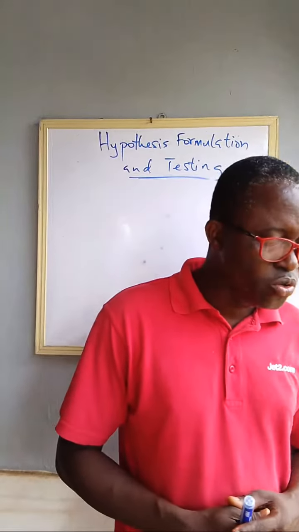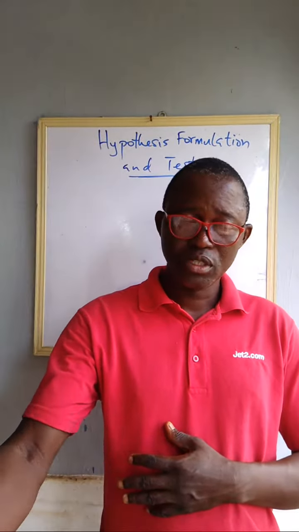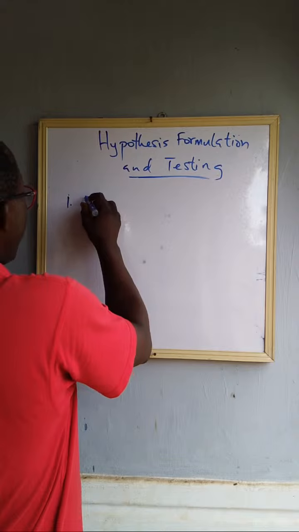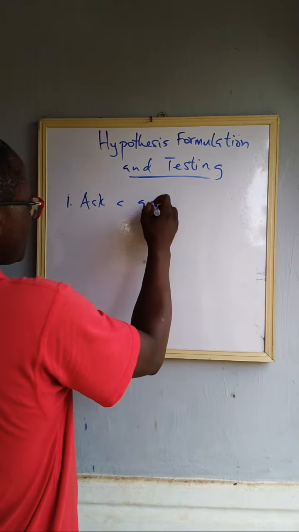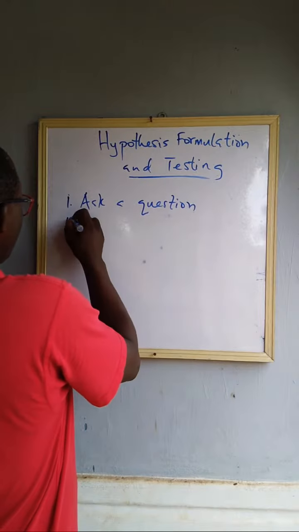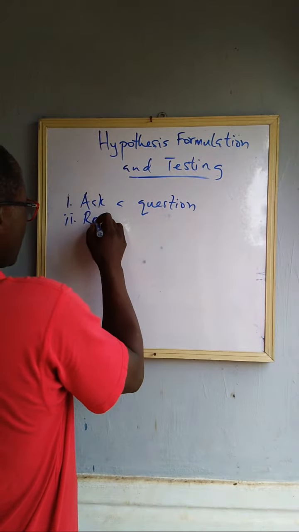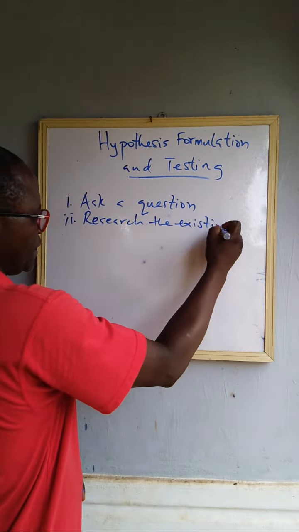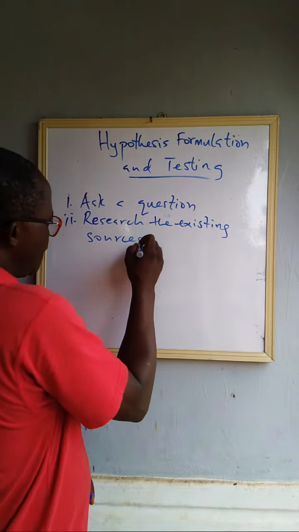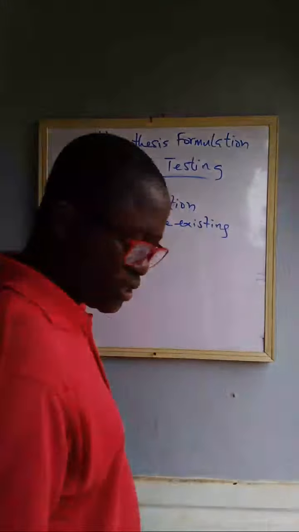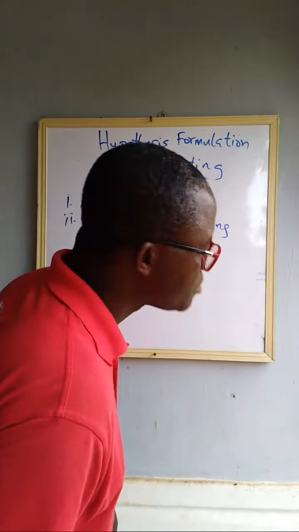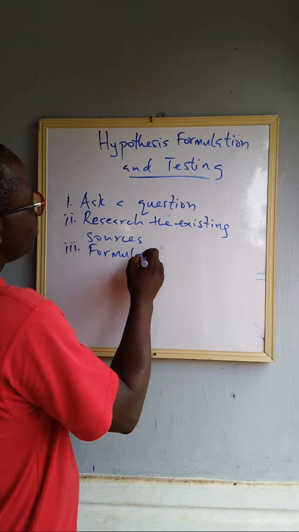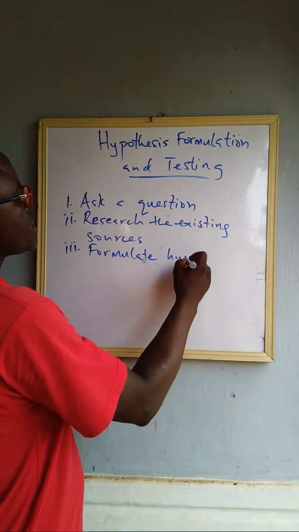And the scientific method includes: 1, asking a question. 2, research the existing sources. Then 3, formulate the hypothesis.